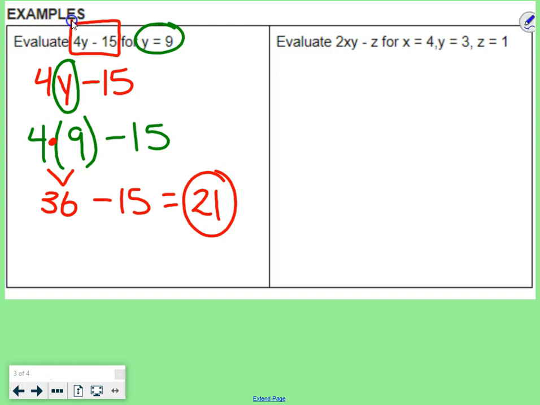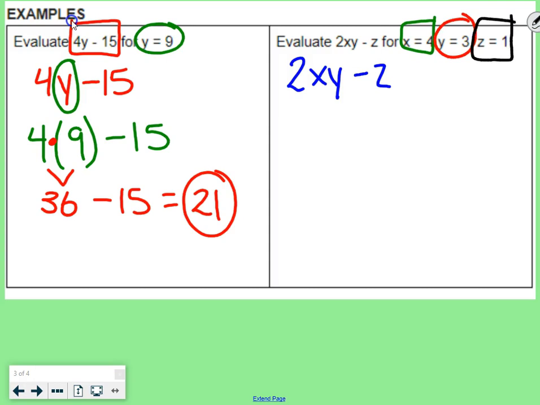Next step is to evaluate 2xy minus z, for x equals 4, y equals 3, and z equals 1. We got 3 different letters here. So let's first just start off by replacing all the letters with their proper number. So we have 2. Then x, that is 4.